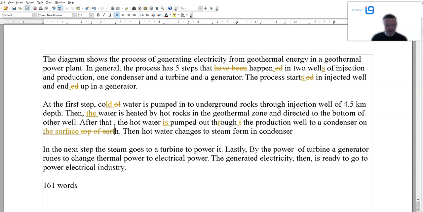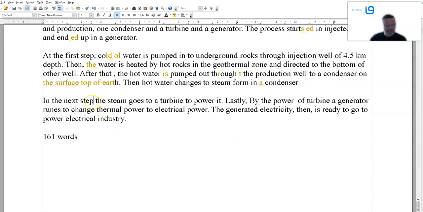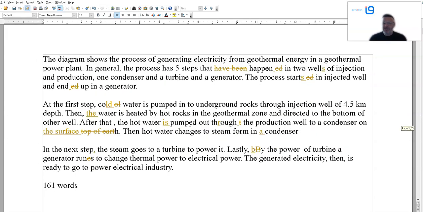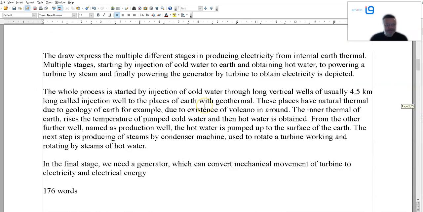When hot water changes to steam form in a condenser. In the next step, the steam goes to a turbine. Powered lastly by the power of turbine or of the turbine. A generator runs. Change thermal. Well, it's not thermal power, is it? It's steam power. Power generators to go to power electrical industry. So not too bad, but still we could get a little bit more out of it, and we need to watch some of the grammar and vocab there.